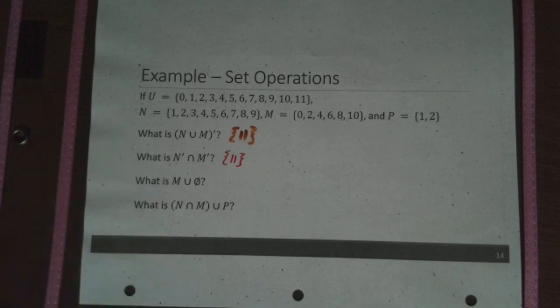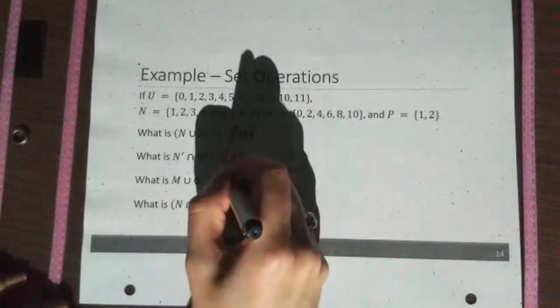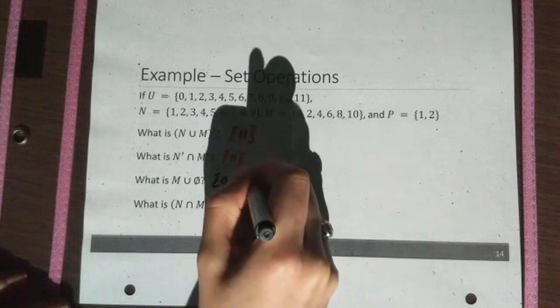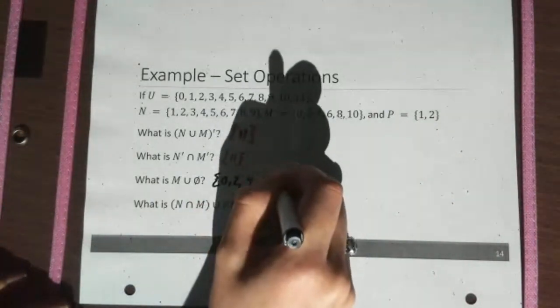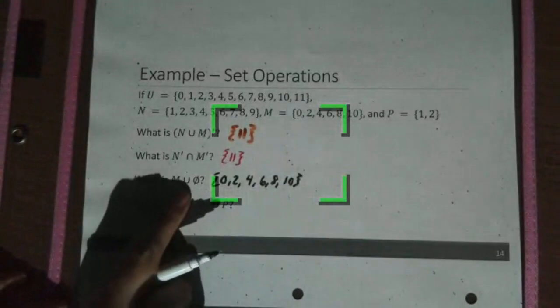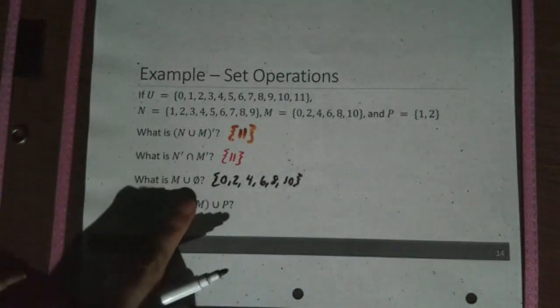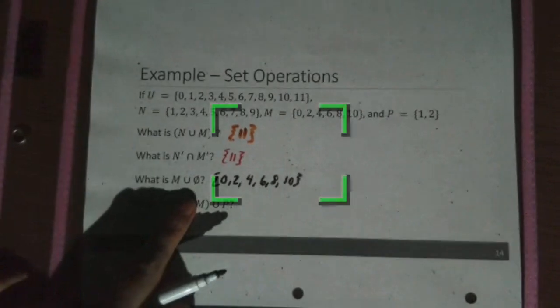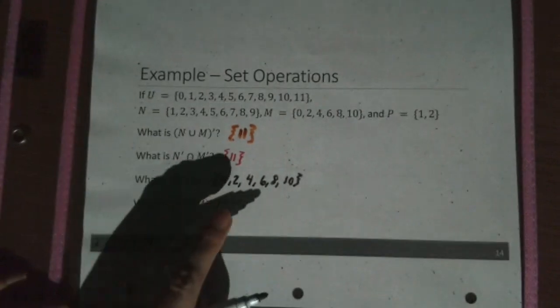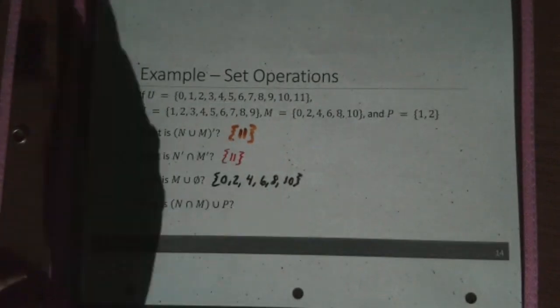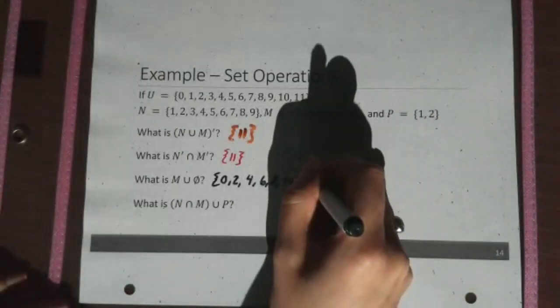Next up, we want to know what is M union the empty set. So we start by listing everything in M. 0, 2, 4, 6, 8, 10. And then include on the list, because union means put them all together, anything in the empty set. But there isn't anything in the empty set. It's empty. So I'm not adding anything to the list, which means I'm just getting set M back.